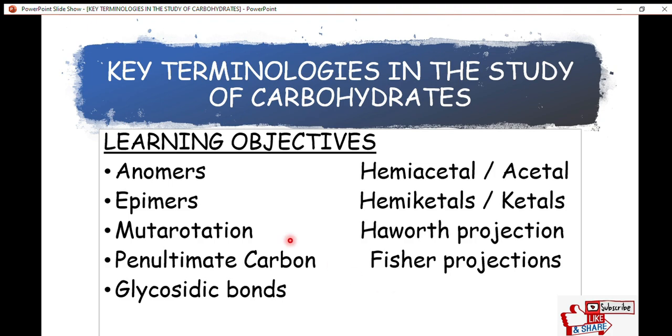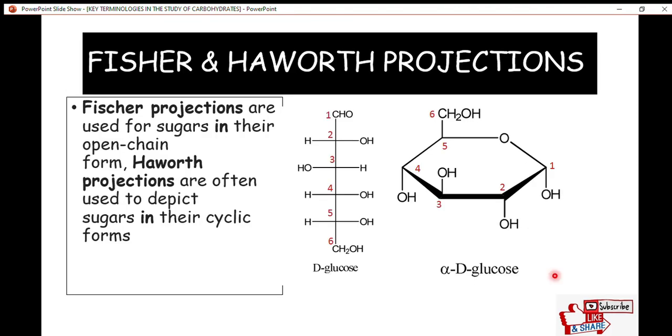We are going to talk about anomers, epimers, mutarotation, penultimate carbon, glycosidic bonds, hemiacetals, hemiketals, Haworth projection, and Fischer projections. I don't know if you studied Fischer projection in organic chemistry, but we will be doing it here. If you've not studied it, we are going to learn it over here, so you'll be able to get it very well. Let's start with Fischer and Haworth projection.